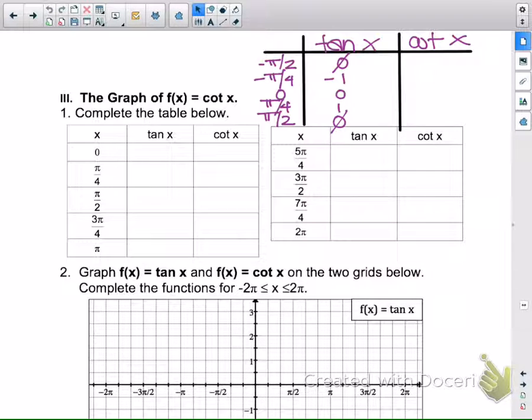So if I was to do the reciprocals of that, what's the reciprocal of undefined? 0. Reciprocal of negative 1? Reciprocal of 0? Reciprocal of 1? And then reciprocal of undefined? All right, so if I graph what I know for cotangent, we're not going to graph both tangent and cotangent. We're just going to graph the cotangent because we don't have enough time to do all of this.